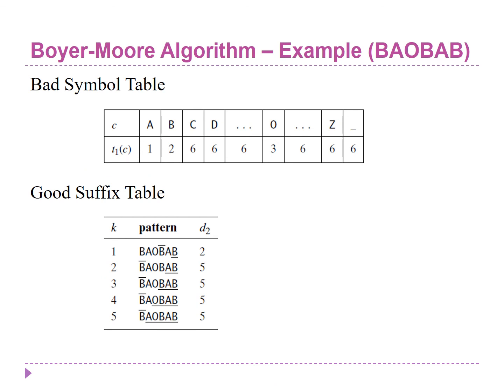Boyer-Moore string matching algorithm example. The pattern considered for matching is BAOBAB. The Boyer-Moore string matching algorithm builds the bad symbol table and the good suffix table before starting the string matching. The bad symbol table and the good suffix table for the pattern BAOBAB is as given here and it is constructed as described earlier.